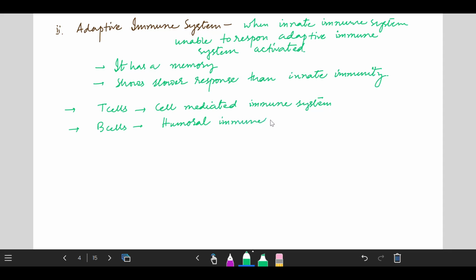Now we will see the individual functions of T cells and B cells. It is very much interesting. T cells actually have three types of cells: helper T cells, second one is cytotoxic T cells, and third one is memory T cells. We will understand these three types through their functions. Okay, so let's go for the functions.